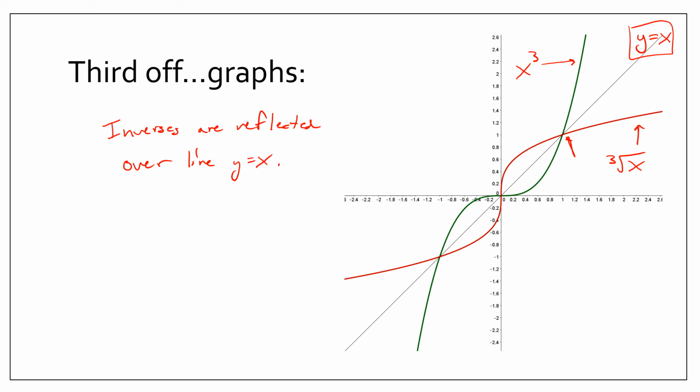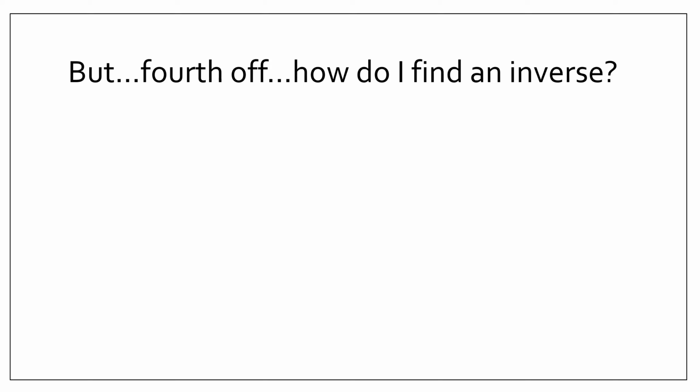So inverses are reflected over this diagonal line y equals x. Interesting. Finally, how do I find an inverse? If I don't just happen to know that the opposite of x cubed is the cube root of x, how would I actually find it? There's a very easy way to find the inverse function, and that is to flip the x and y and then solve for y. So let me demonstrate that here.